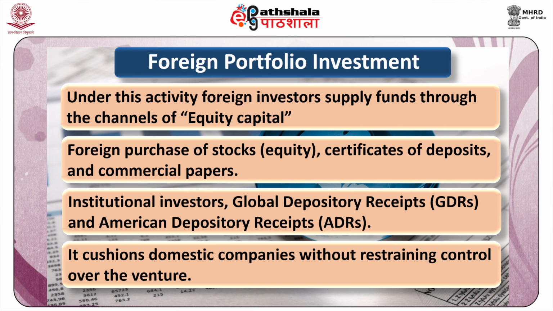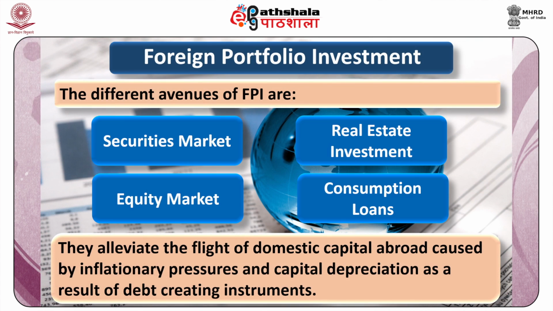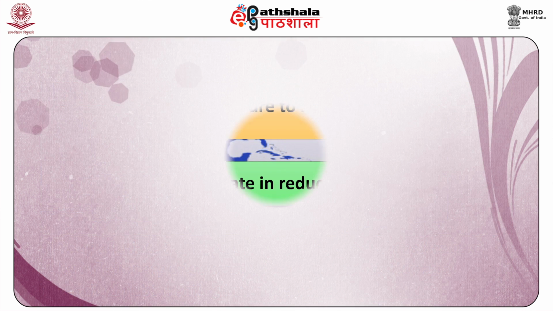It cushions domestic companies without restraining control over the venture. This is because investors have no involvement in the management. The different avenues of FPI are security markets, equity markets, real estate investment, and consumption loans. FPI have gained momentum in recent years as they alleviate the flight of domestic capital abroad caused by inflationary pressures and capital depreciation as a result of debt creating instruments.